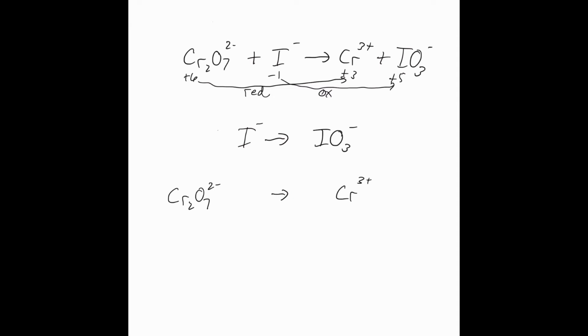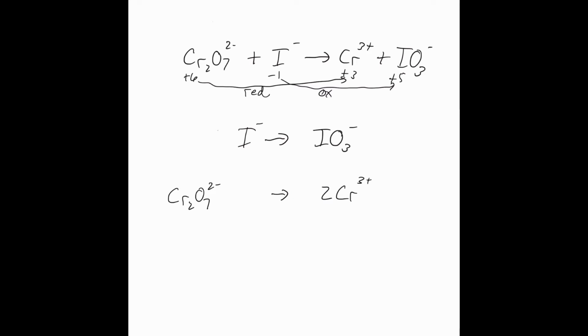So we split them up, and now we want to balance them for everything but oxygen and hydrogen. If we look at the first one, the only thing we have there is I, and there's one I on both sides, so that's balanced. This one we have dichromate, Cr2O7, and we only have one chromium on this side, so let's put a 2 over here. Okay, so that's the first step.